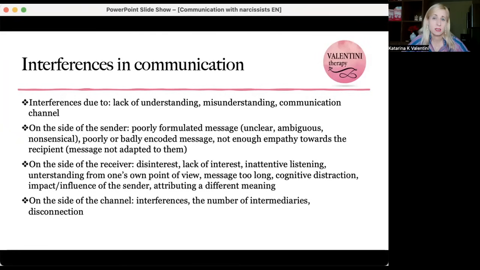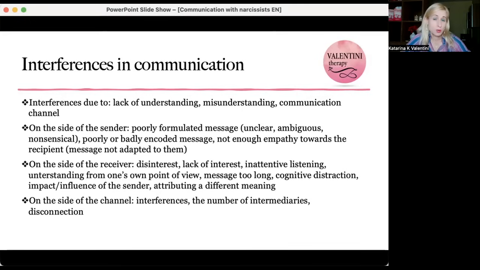Inattentive listening is also a problem that arises frequently because a person is not interested or is distracted or is just tired. Misinterpretation, because the receiver, i.e. our narcissist, is receiving your message, but is decoding it from his own point of view, taking into account his previous experiences and his cultural, religious, whatever else you wish, background.